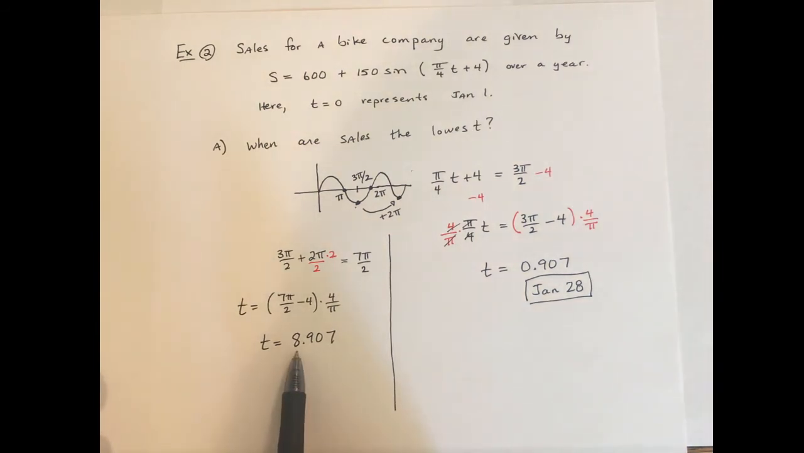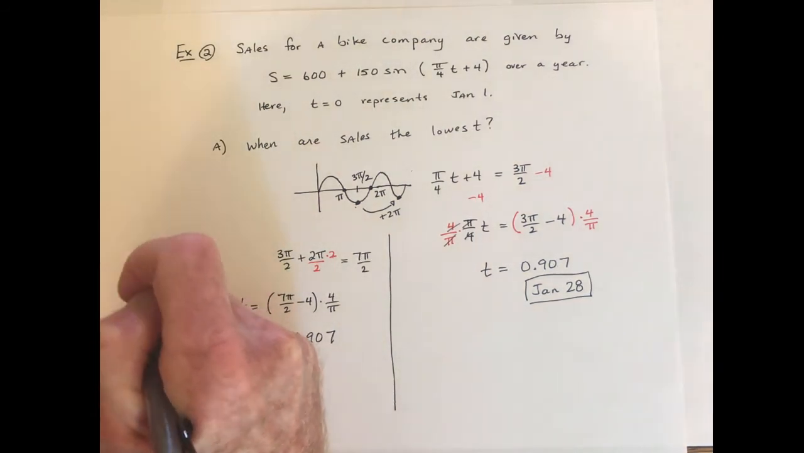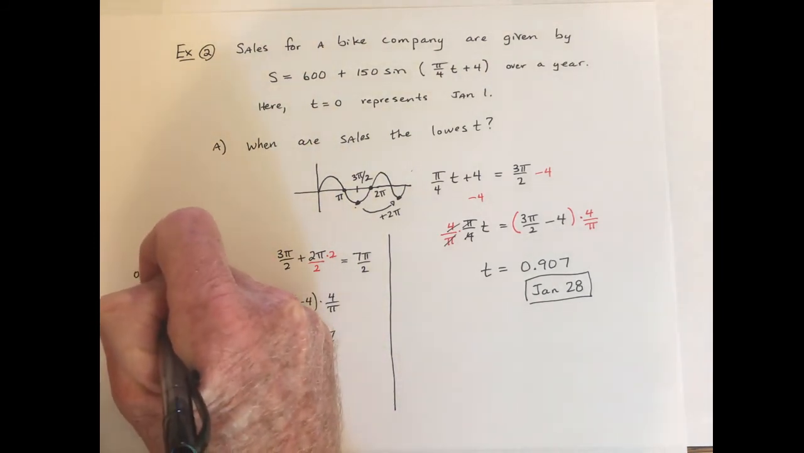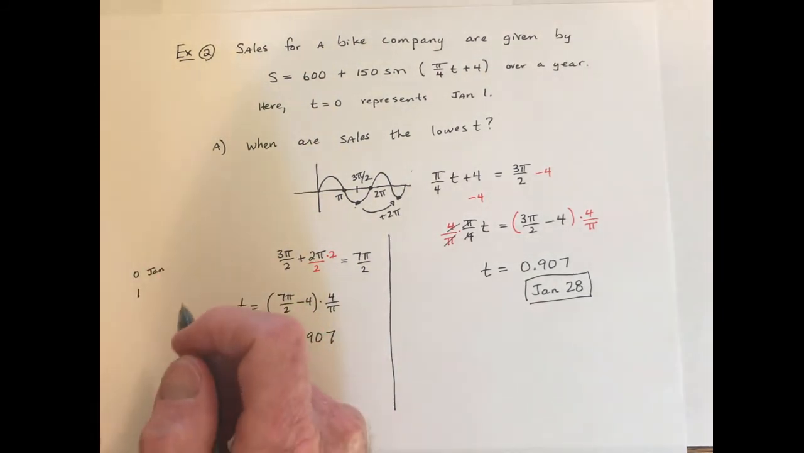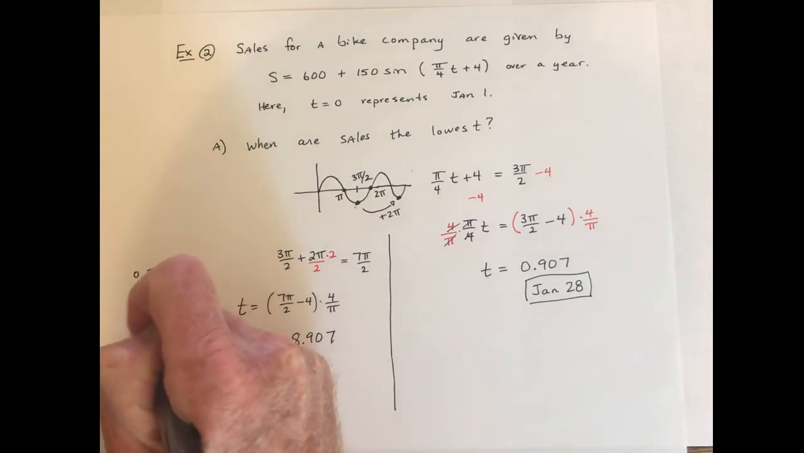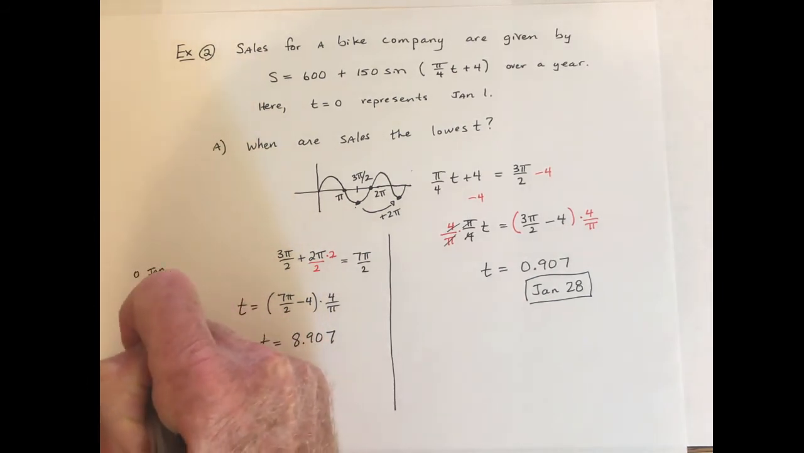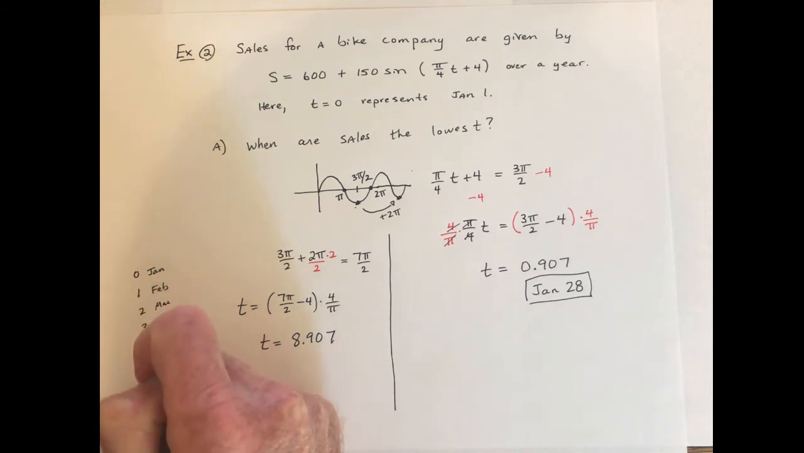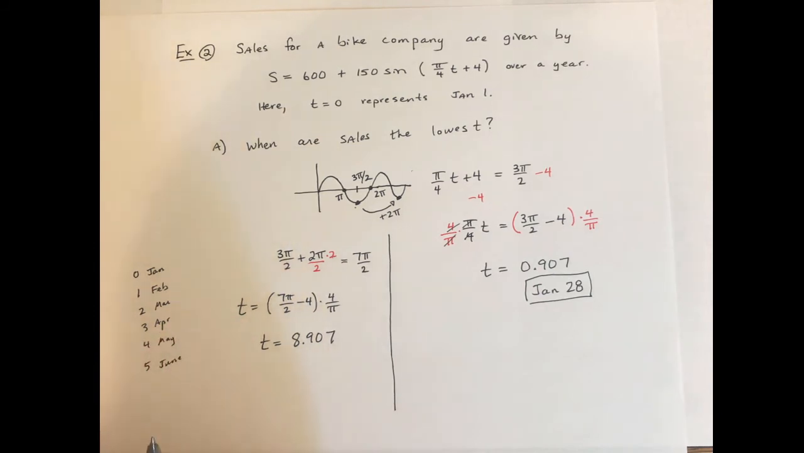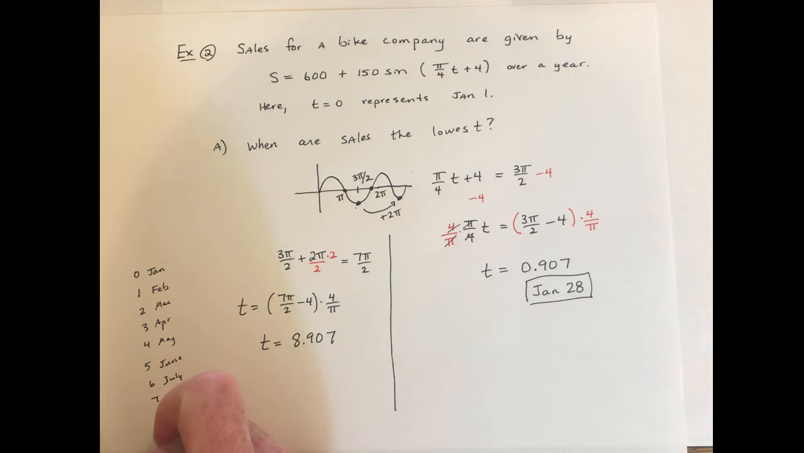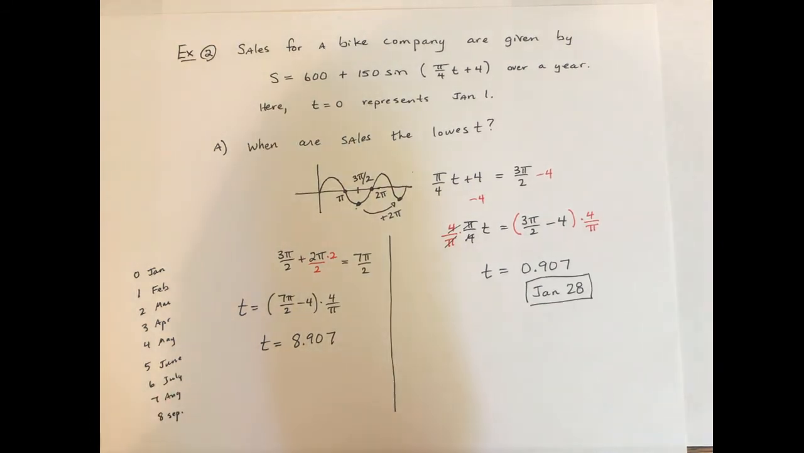So the 8th month. Well, we're using that 0 is January, which means if it's a 1 or a 1 point something, that's February. 2 would be March. 3 would be April. 4 would be May. 5, June. So usually we call 6 June, but with this numbering system, actually 5 would be June, and then 6 would be July, 7 would be August, and 8 would be September.